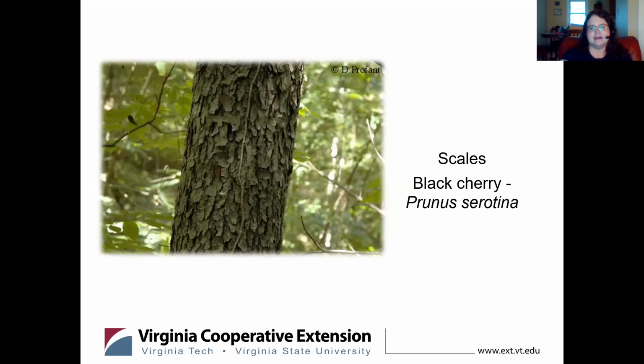Scale-like bark, black cherry. This is a native tree to Virginia. You can see it looks like little potato chips almost. Little scales, raised parts right here. Black cherry gets spread very, very readily by birds. So if you don't have one yet, you might soon. But black cherry has this scale-like bark. It's quite gorgeous too, I think, in its own way.